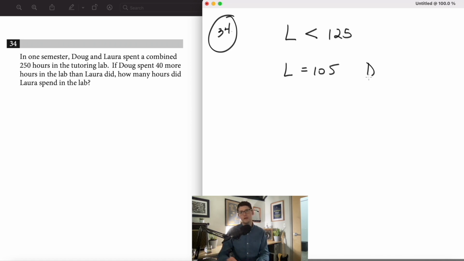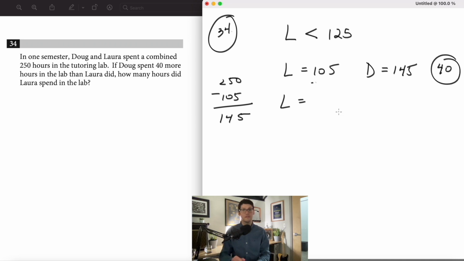Well, Doug, when added to Laura, has to be 250, so you would say 250 minus the 105, and that would give you what, 140? 135? 145? Okay, so that was too big of a gap. So go to a bigger number for Laura. So look, I'll just write down here, this is a difference of 40. Oh, that's exactly what we wanted. Look at that.